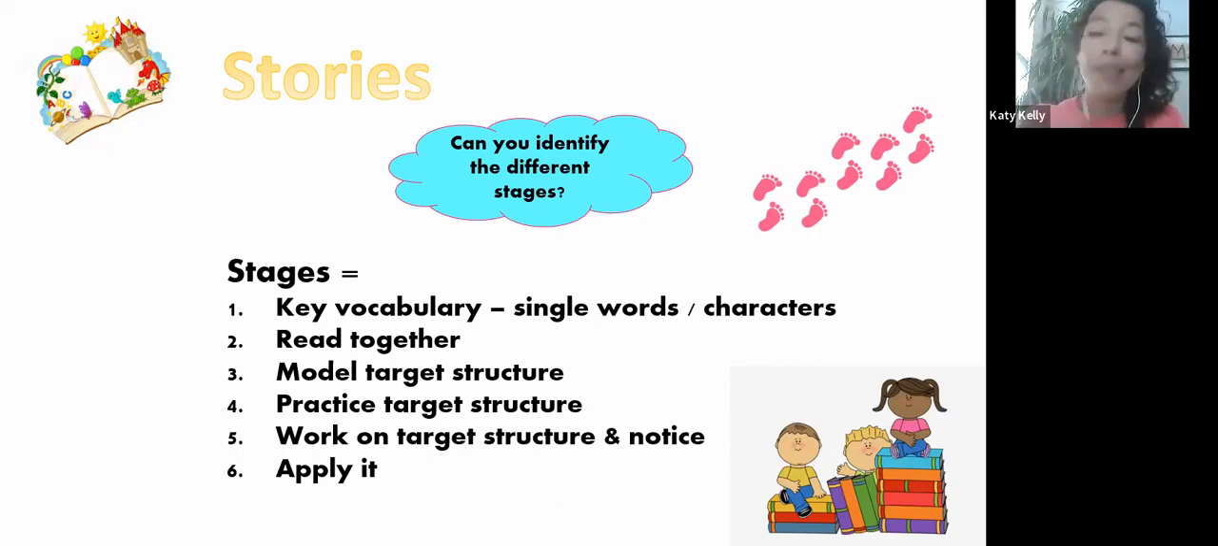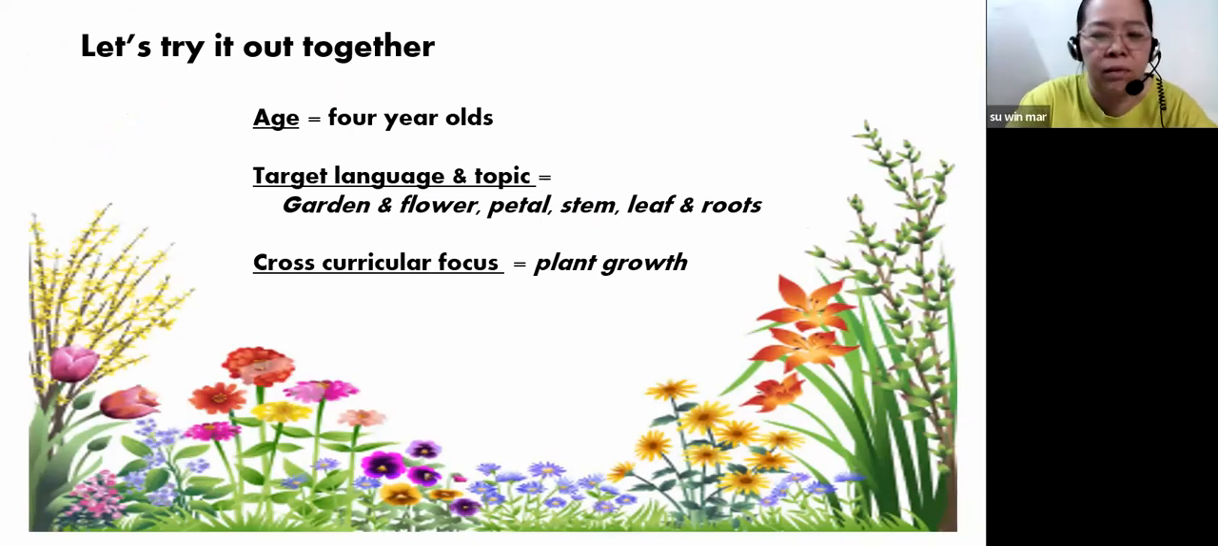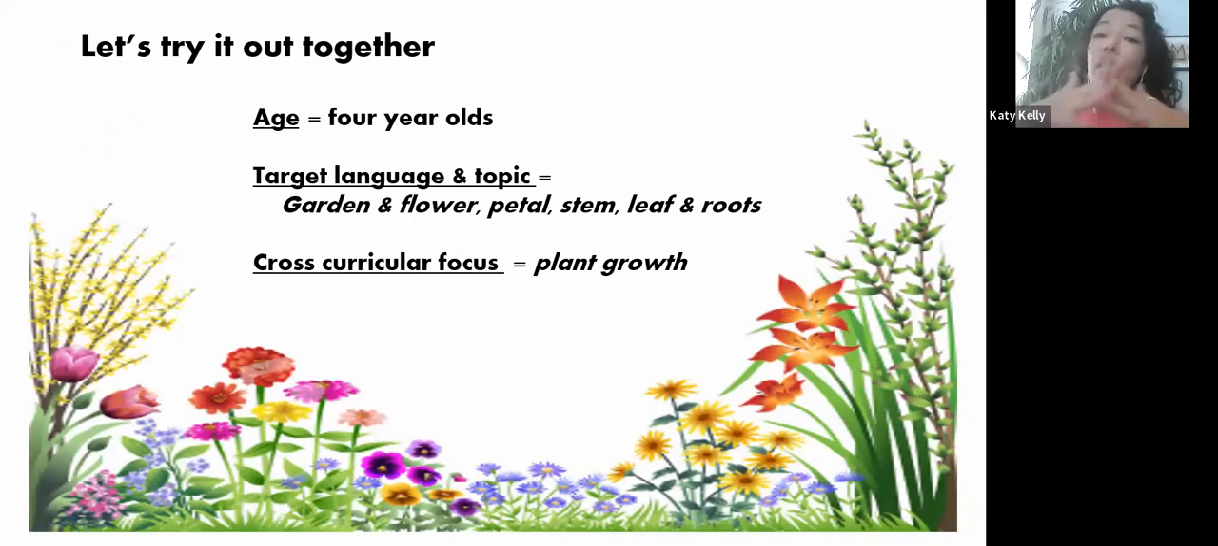So I use this with 4-year-olds. So they were 4, 5 years old. And we had a topic, which was the garden: flowers, petal, stem, leaf, and roots. Because I wanted to have a cross-curricular focus on plants and how plants grow. Yes, lovely, Mary. Thank you. In the chat box as well.